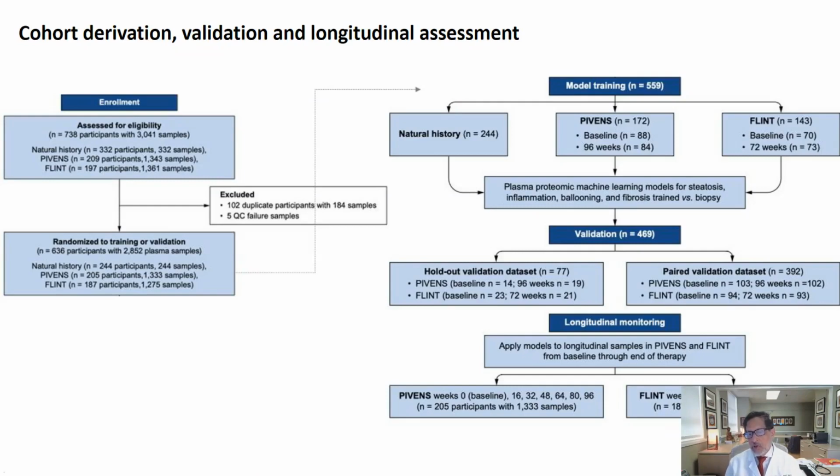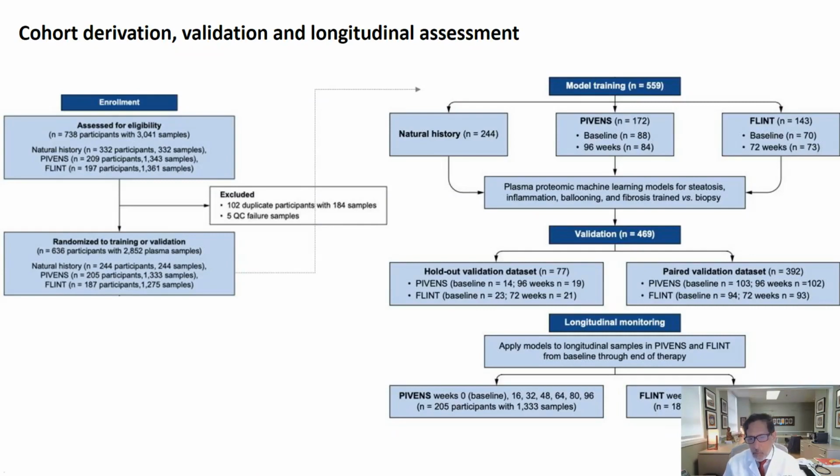Now, the clinical trials also gave us an opportunity to apply these models to longitudinal samples from baseline at different points in time during the trial, at week 16, 32, 48, 64, 80, and 96, with histology at the two ends. So with that then, let's see.